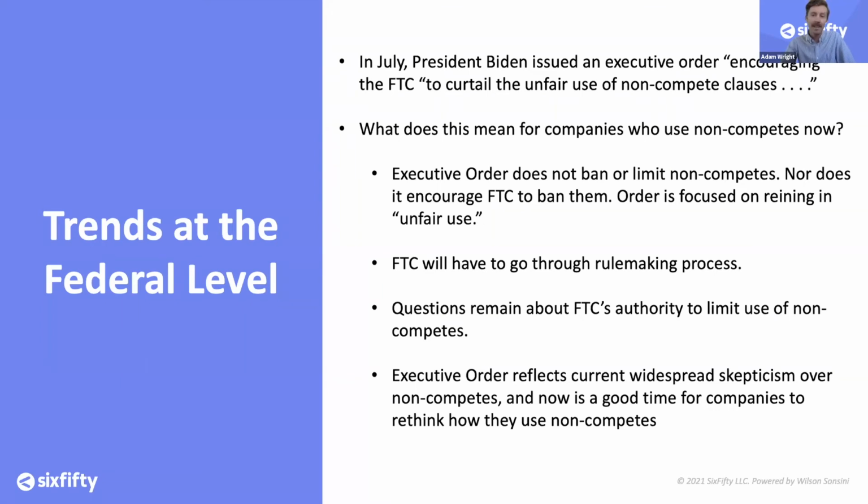Immediately, it doesn't have an effect for companies that use non-competes, right? The executive order itself doesn't ban non-competes, it doesn't limit non-competes, and it's not even encouraging the FTC to outright ban non-competes, but it's focused on reining in the, quote, unfair use of non-compete clauses. So what does that mean? That remains to be seen. We don't know exactly what the FTC is going to do to rein in the unfair use of non-competes. It's not entirely clear what the executive order means by unfair use, but it probably means things like overusing them for low-wage workers.